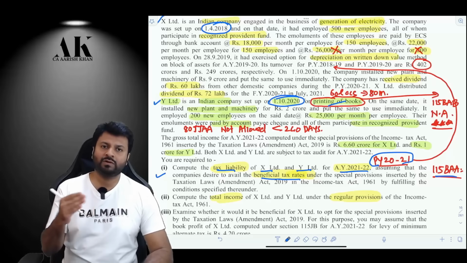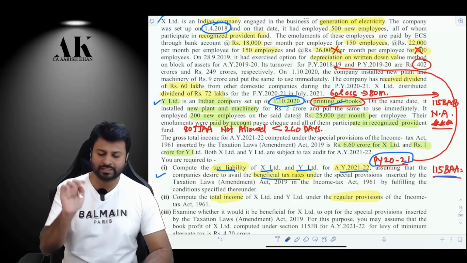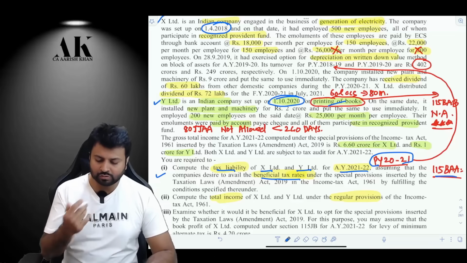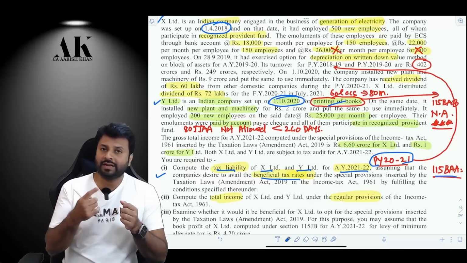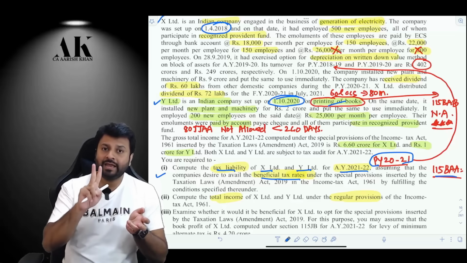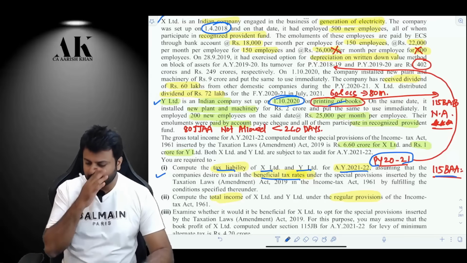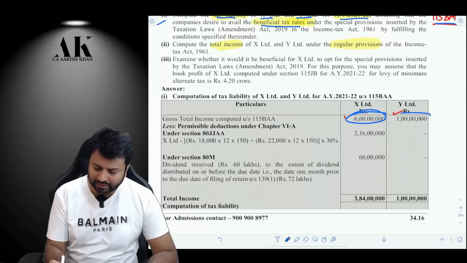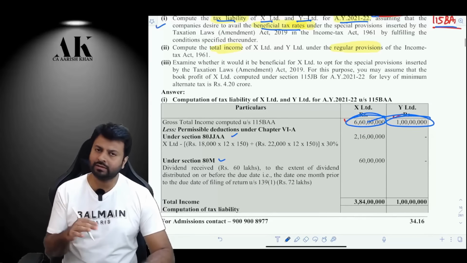Both of them will be liable for 115BAA, in which the tax rate is 22%, surcharge is 10% always, and 4% cess. Now, we need to be very careful how to compute the income. In 115BAA, you do not get any deductions of Chapter 6A except some, like 80JJAA and 80M. Additional depreciation is not allowed. So the first thing is we have to write the gross total income of both the companies, and then take 80JJAA and 80M for both the companies if available.